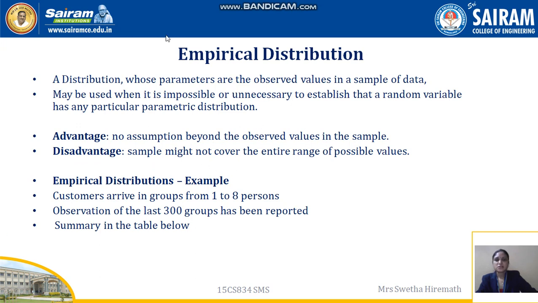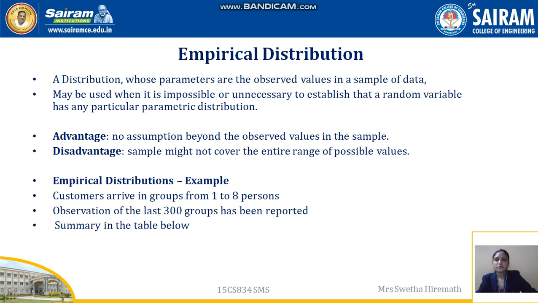Next, the last thing I'm going to discuss here is the empirical distribution. A distribution whose parameters are the observed values in a sample of data may be used when it is impossible or unnecessary to establish that a random variable has any particular parametric distribution. The advantage of using this is that there are no assumptions beyond the observed values in the sample, and the disadvantage is that the sample might not cover the entire range of possible values.